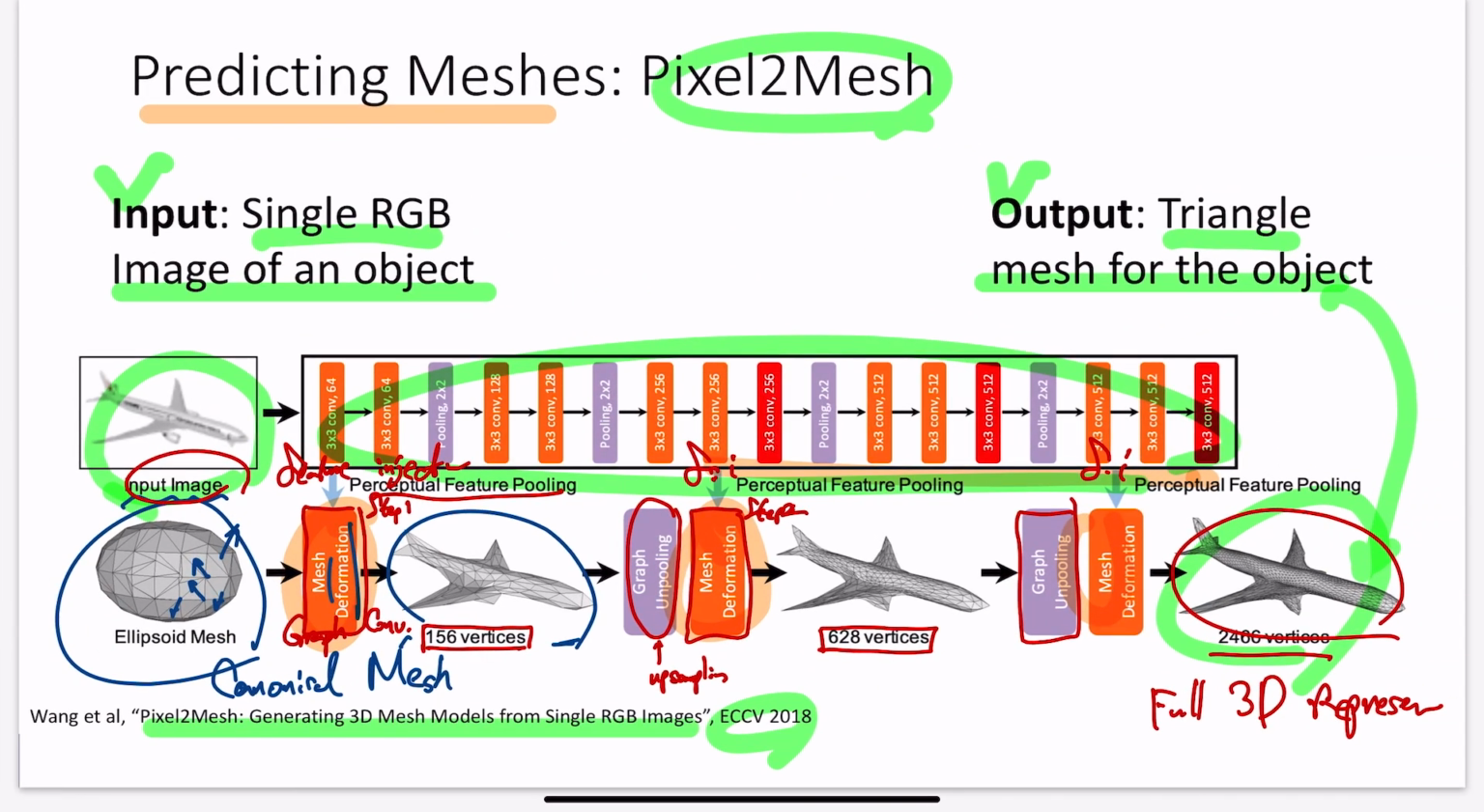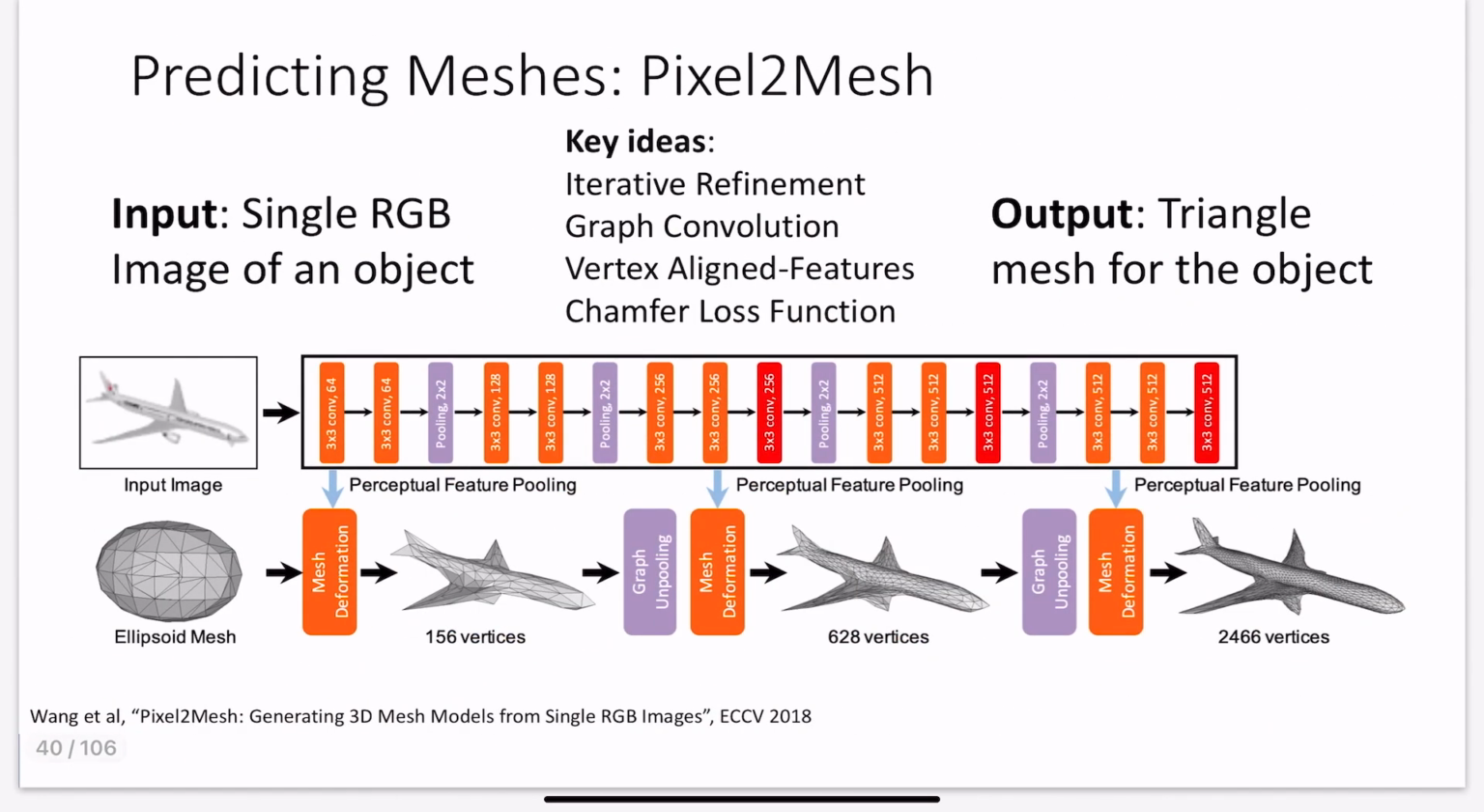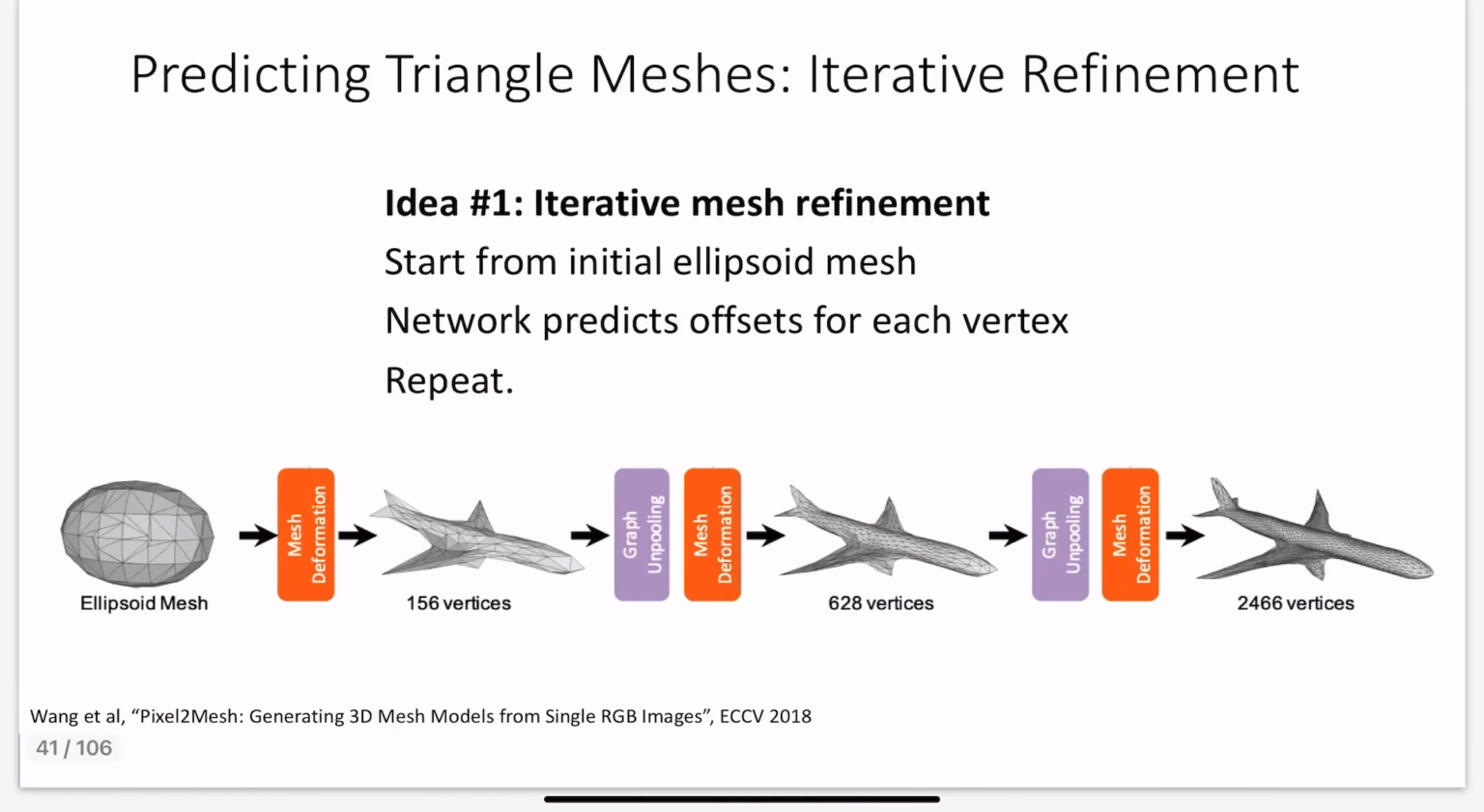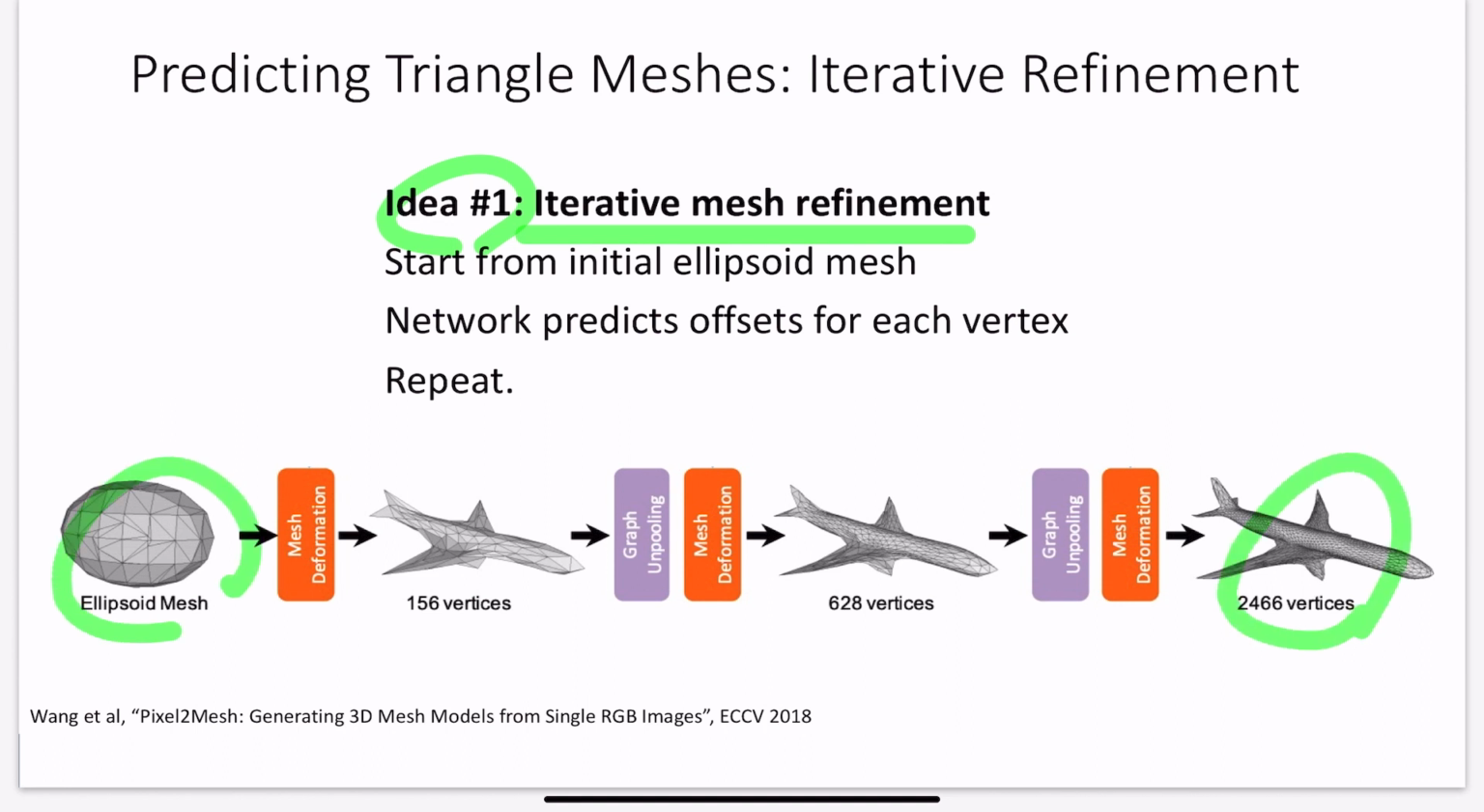So from now, let's talk about the details. In this paper, the key ideas were iterative refinement, the graph convolution network in the mesh deformation module, vertex-aligned features, and a chamfer loss to train this whole model. First of all, the first idea is iterative mesh refinement from the ellipsoid mesh to the final highly detailed mesh model. Start from the initial ellipsoid mesh, and the network predicts the offset for each vertex repeatedly, from here to here, here to here, here to here.